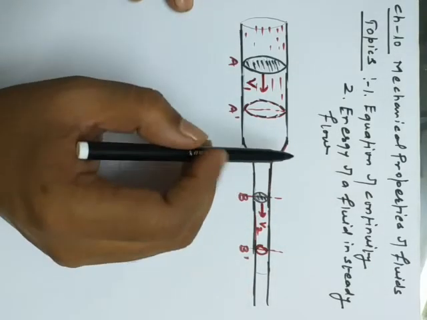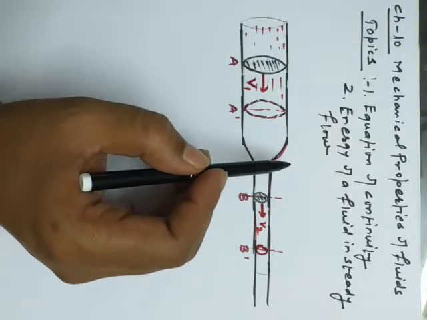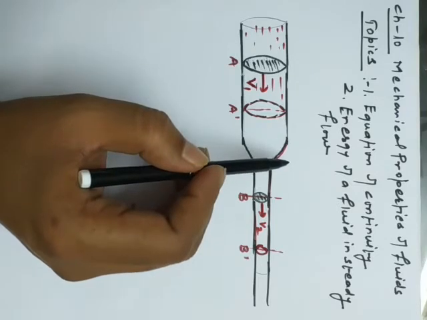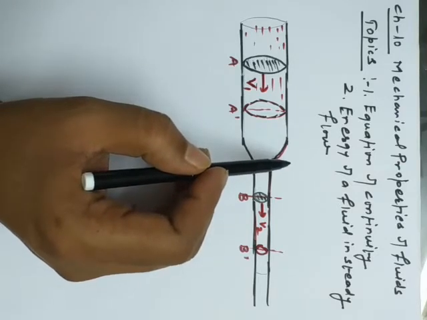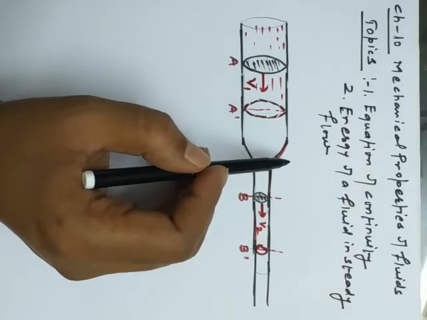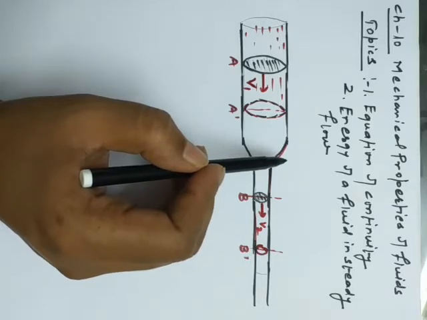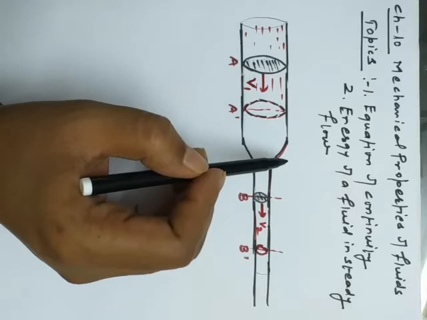Now, dear student, chapter number 10, Mechanical Properties of Fluids. Today the topics for discussion are the equation of continuity and energy of a fluid in a steady flow. Whenever we discuss fluid dynamics, one of the bigger topics is called the Bernoulli principle.